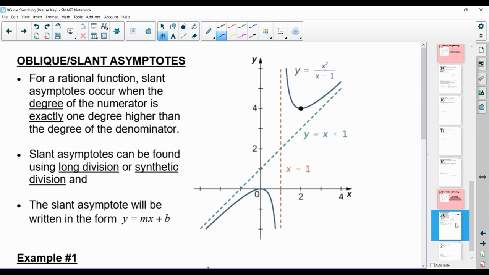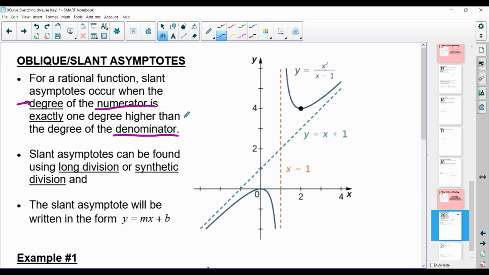And so oblique or slant asymptotes are asymptotes that are at an angle, and so you'll notice it's a linear function. So it's going to be written in the form y equals mx plus b. Now, these again are for rational functions, but we can determine if a slant asymptote exists before we even start doing any calculations. So slant asymptotes occur when the degree of the numerator is exactly 1 degree higher than the degree of the denominator.